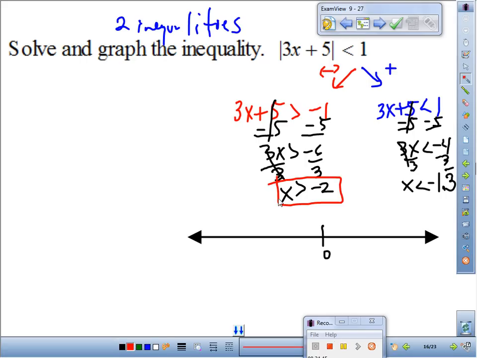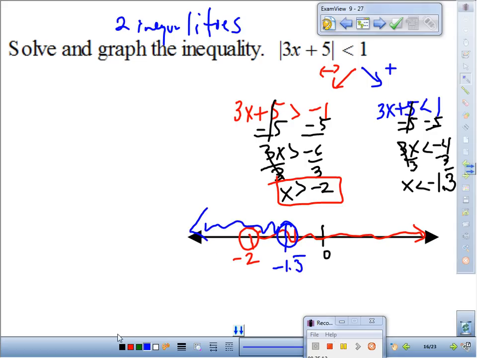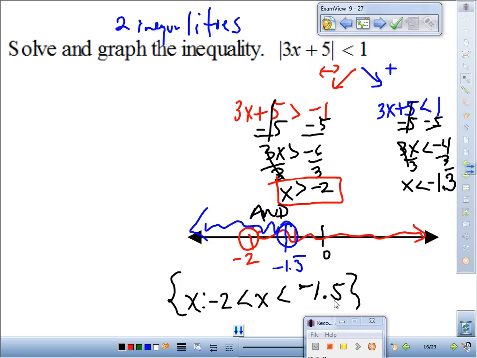I'm going to graph this one in red. Negative 2. Right here, does it include the negative 2? No, it's open point. X is greater than that. What numbers are greater? Everything to the right. This one, negative 1.3, negative 1 and 1 third is about right here. Negative 1.3. Does it include the point? No, open point. And it says x is less than that, everything to the left. What do you notice? Do they intersect? This is an and. Therefore, check this out. This is how you write your solution. Solution set x such that I write the first number, negative 2, less than x, less than negative 1.3, and that's our solution. Okay?